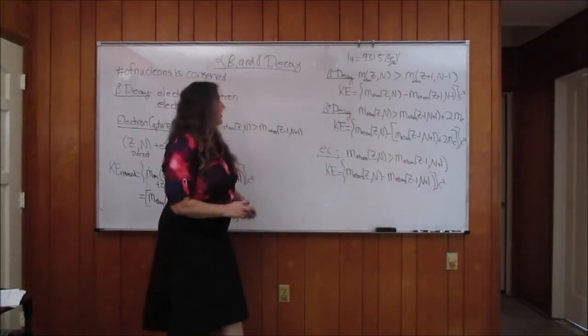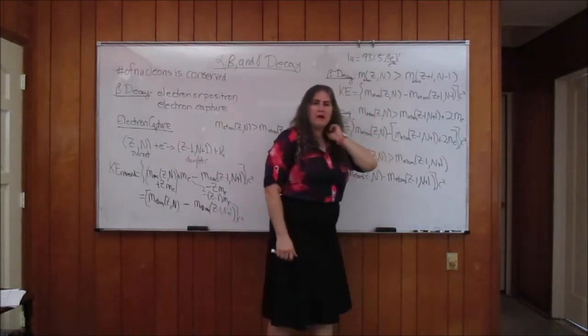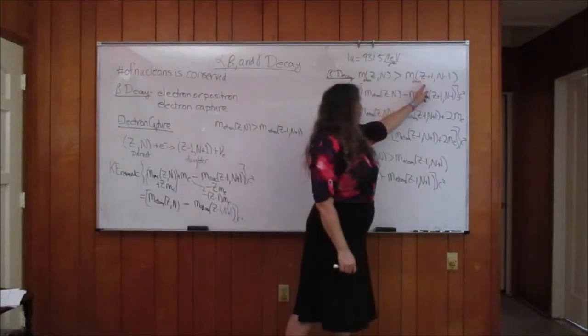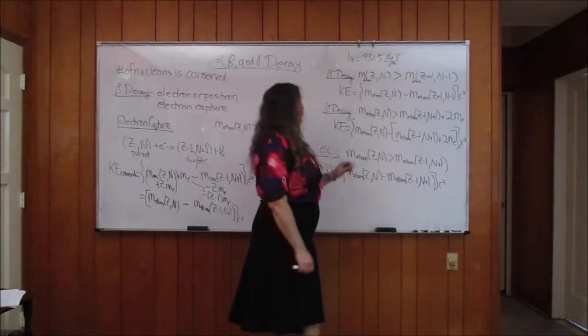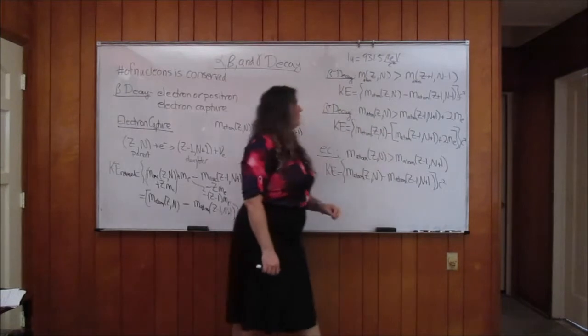Let me read this off. For beta minus decay, the mass of the parent atom has to be greater than the mass of the daughter atom, which has one more proton and one less neutron. Kinetic energy release is the difference in those two masses times c squared.